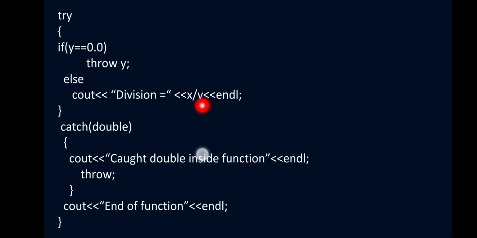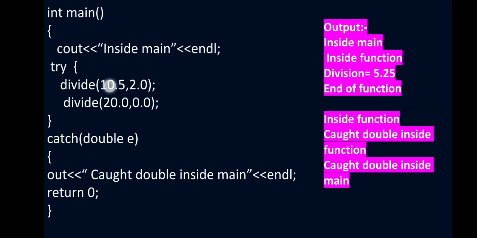Now let us see the main function. Our execution starts with the driver function, that is the main function. As you know, every C++ program execution starts with the driver function, that is main. So first we'll get an output called inside main.